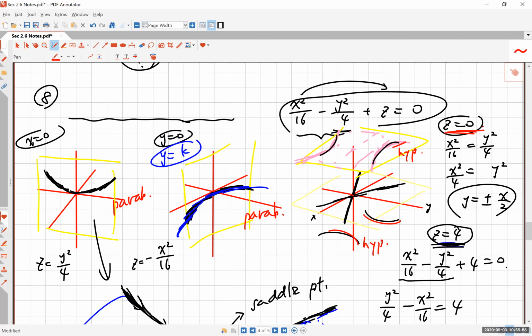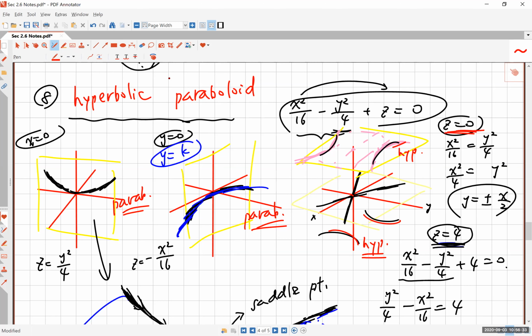And when z is equal to 0, it just happens to be a very special singular thing. And hyperbolas degenerate into two lines. But typically you see a hyperbola. So you see hyperbola, parabola, and parabola. So what should we call this? Well, you see two parabolas. So this should be called a paraboloid. But because the other trace will typically be a hyperbola, this is called a hyperbolic paraboloid.